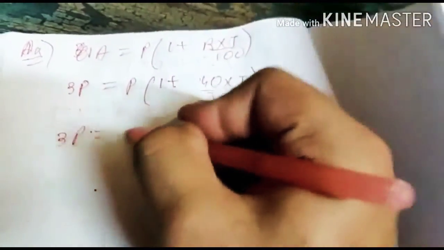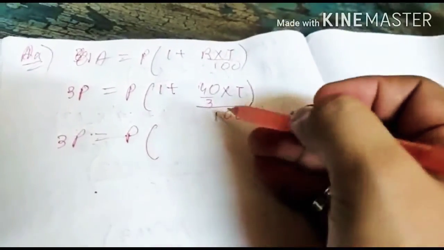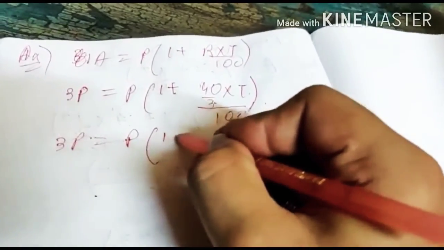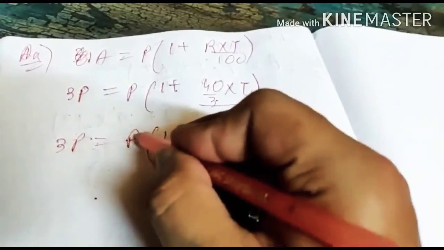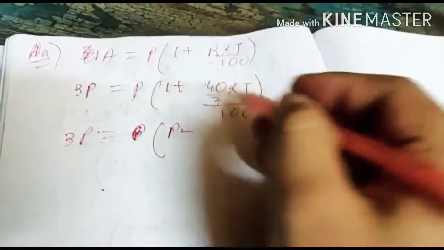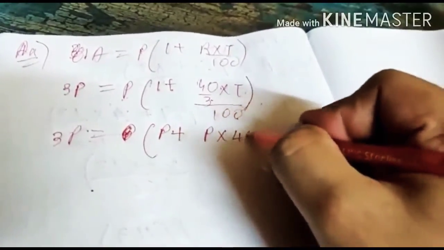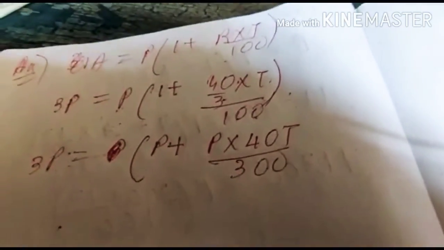Okay, so 3p equals p. If we solve this, 3 will come in the denominator. If we multiply p here, p is outside, so we can write p into 1 and p into this, plus p into 40t upon 300, right? This 3 will come with 100, so it will become 300.